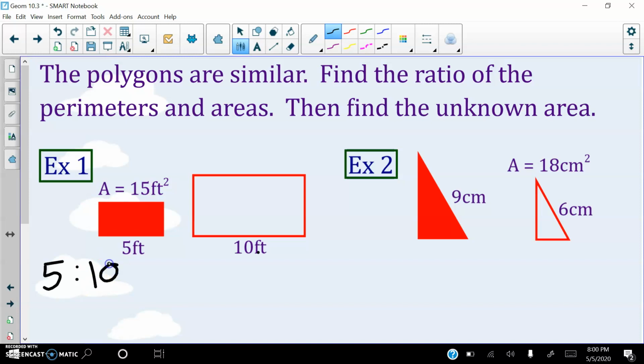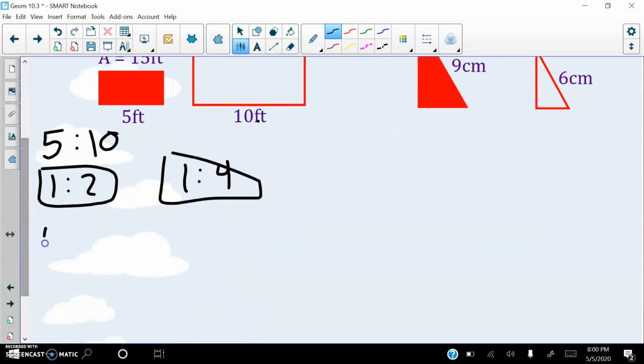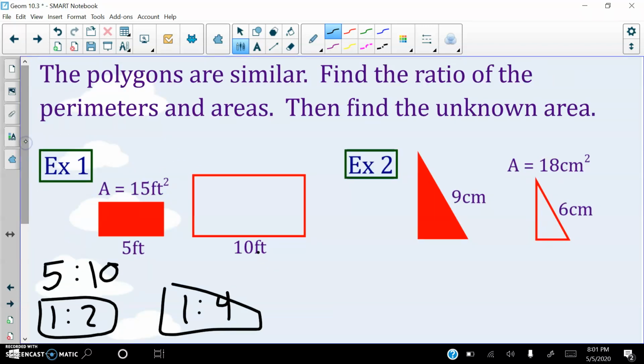The ratio is 5 to 10, which simplifies down to 1 to 2. And if I square both of these, 1 squared is 1 and 2 squared is 4. So this one's the perimeter ratio, and this one's the area ratio. But we have to find the unknown area for this.